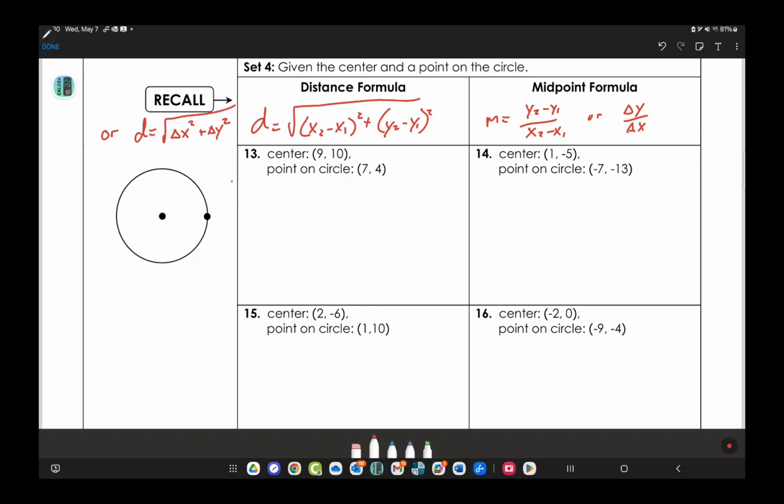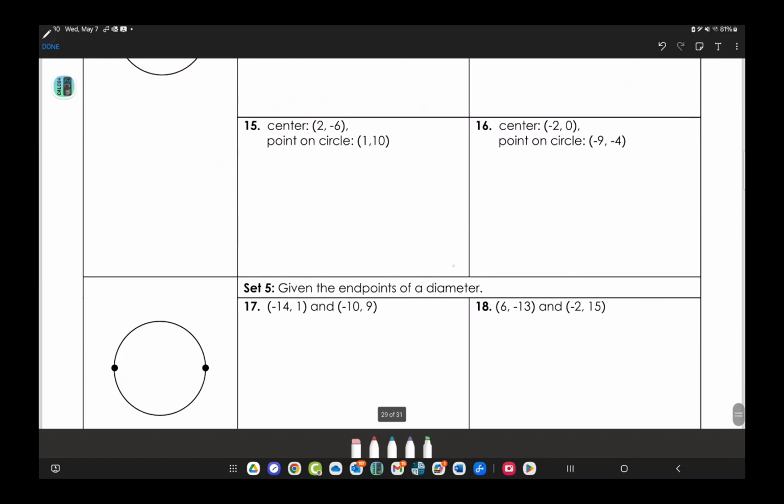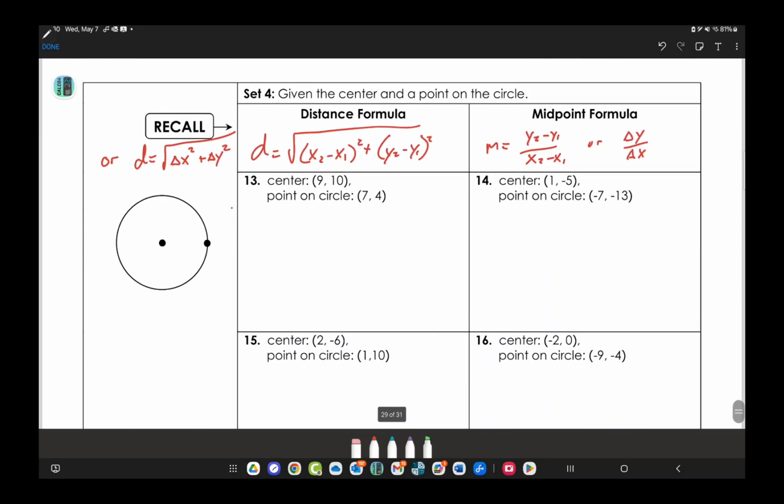First, we're going to find the center. No, sorry, they already give us the center. We need the midpoint formula when it comes to questions down here, 17, 18, when they give you the endpoints of the diameter. So you have to find the center for 17, 18, 19, 20. But nicely enough, for 13 through 16, you just have to find the radius using the distance formula.